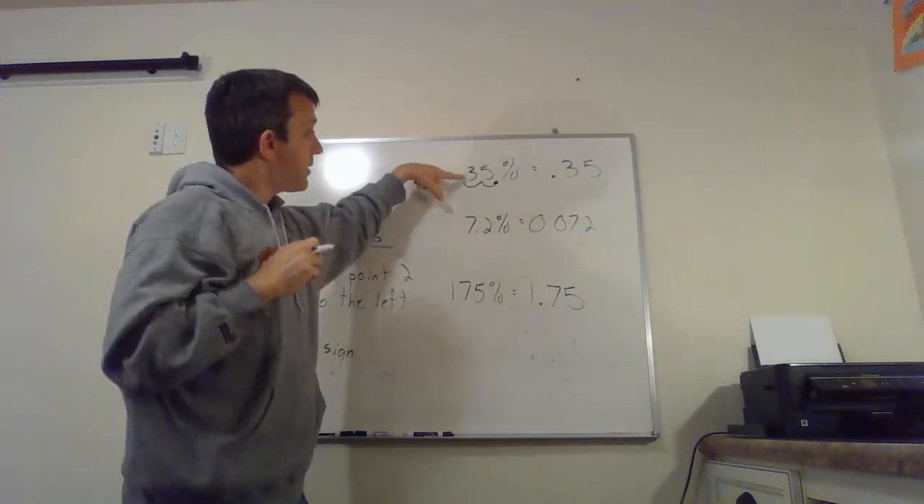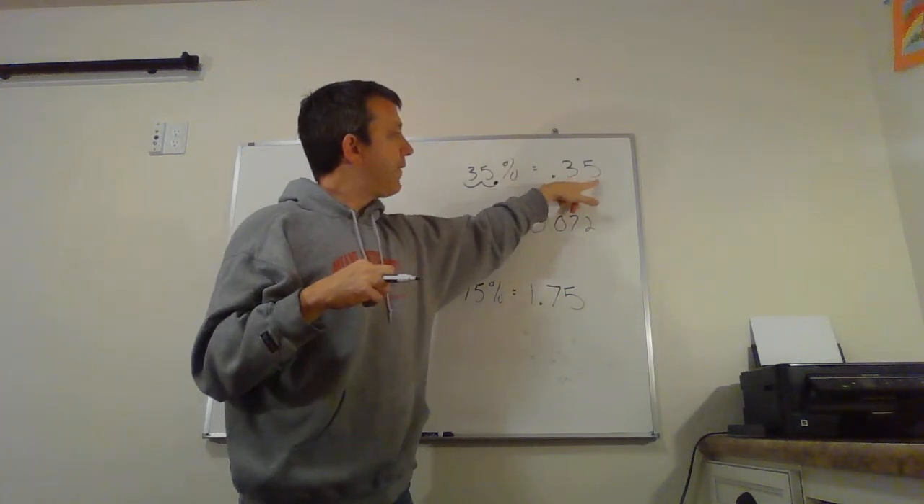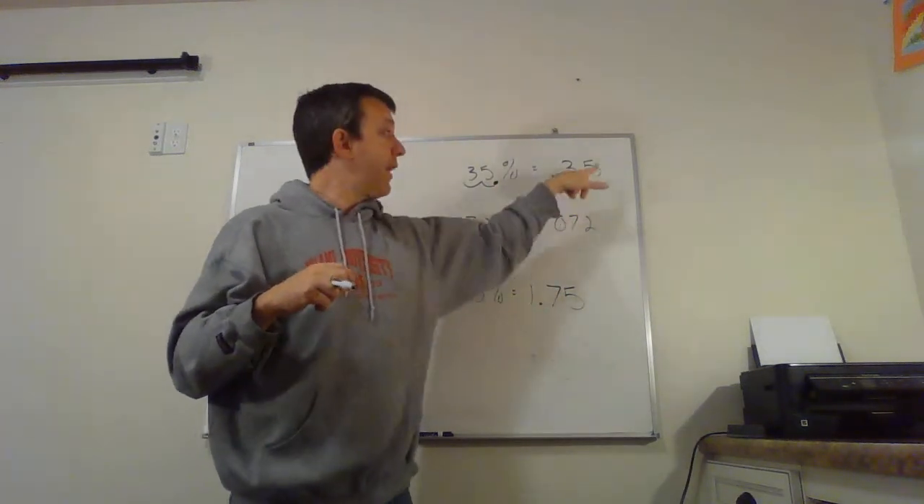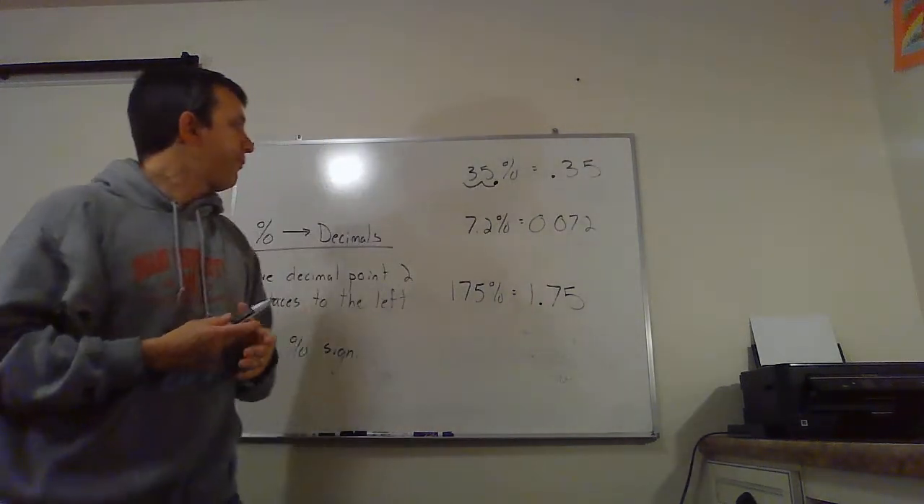And notice that since 35% means 35 out of 100, we now have 35 hundredths, right? The 5 is in the hundredths place, and so it's exactly the same number.